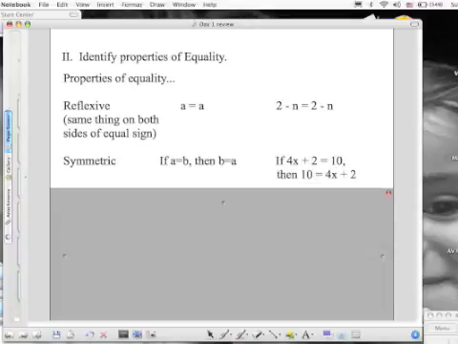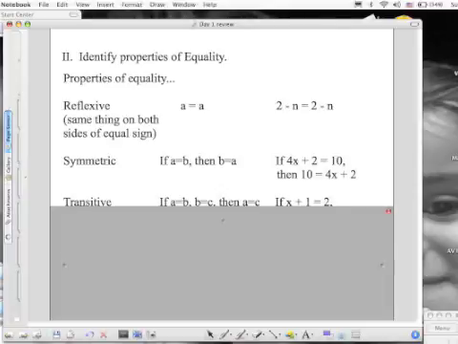The symmetric property is in the form of an if-then statement and tells us, remember the picture I gave you of the butterfly and drawing the line of symmetry where you fold the paper over and what's on one side just flips over to the other. So if A equals B, then B equals A. And there's an example next to it of what it would look like.